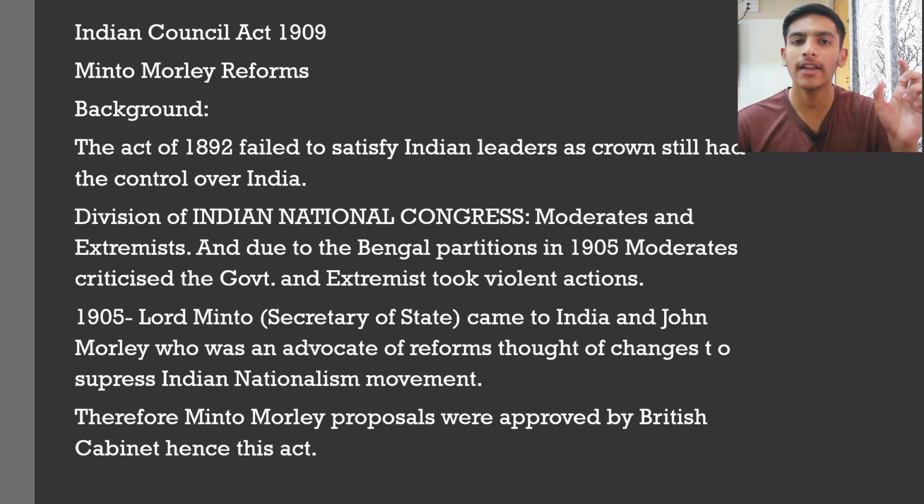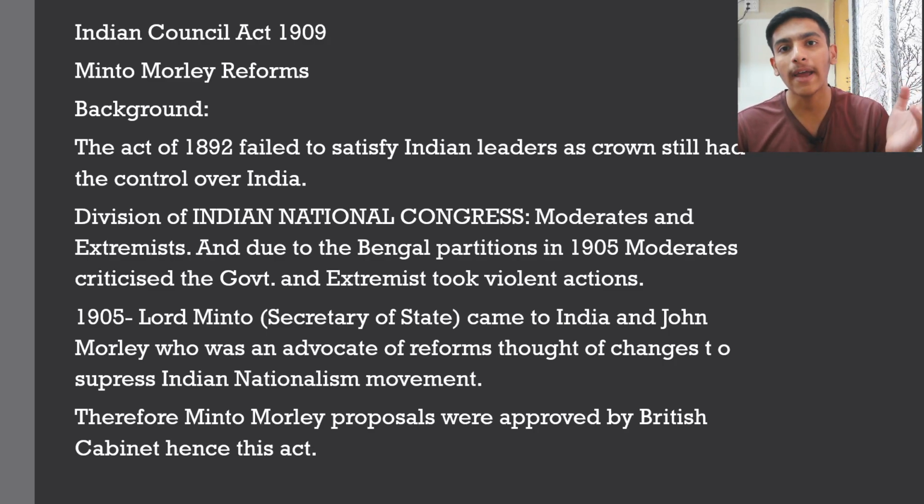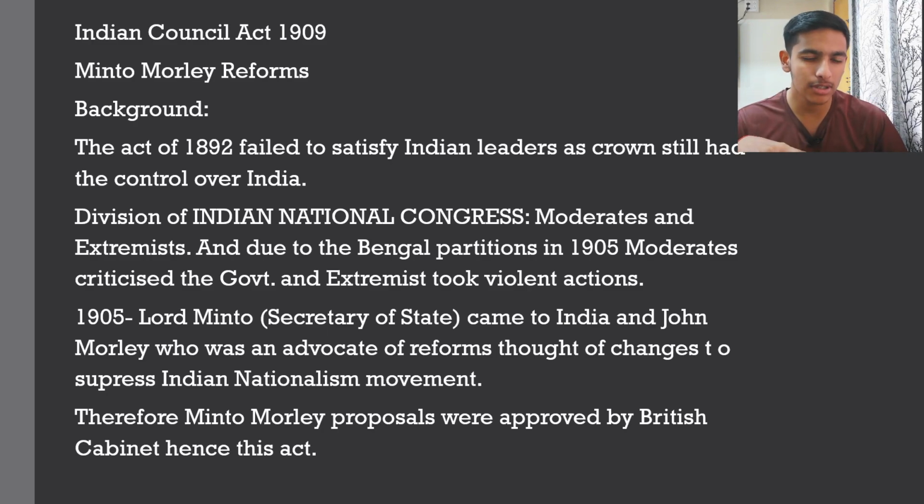Then the subsequent act: first we saw 1861, then 1892, and now 1909, which is also called the Minto-Morley Reforms. The prior one was called Montague-Chelmsford, and this is called Minto-Morley. What is the background of this? The Act of 1892, the Indian Councils Act, failed to meet the demands of Indian leaders, as the Crown still had entire control over India, and there was a division in the Indian National Congress. In short, there were mainly two schools of thought: one moderate and the second extremist.